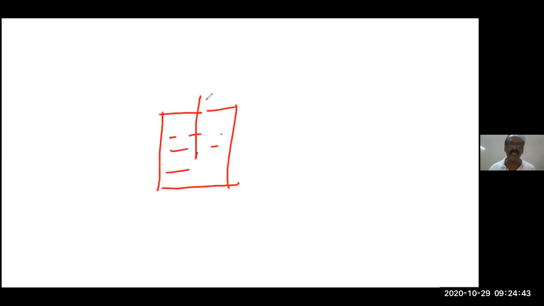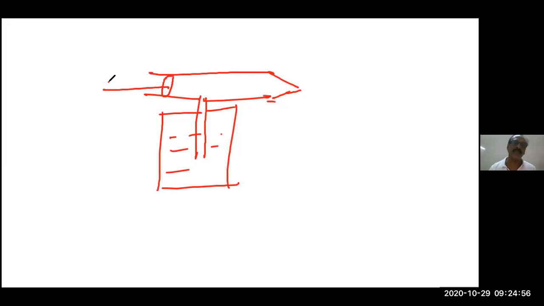Next one, atomizer. Atomizer means your sprayer and all. For example, a simple method I will show you. There is a liquid inside here. Here there is a very narrow tube. This is the barrel, like a cylinder. This end is very sharp, with a small opening. Here there is a piston.